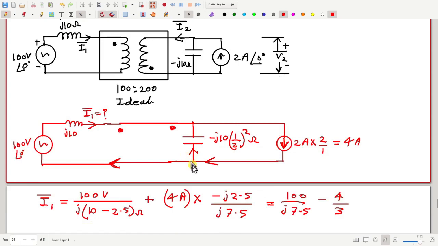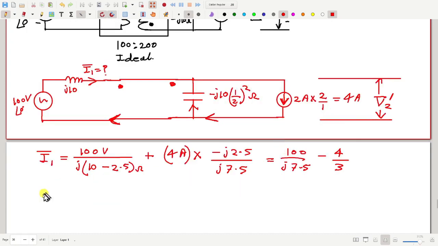Now we got I1, and now how much is the voltage here, from here to here? Let me call it V2. I cannot call it V2 because V2 is already used here. Let me call it V2 prime. So how much is this voltage? V2 prime will now be I1. So I1 comes here. Here is I1, and here is minus 4.